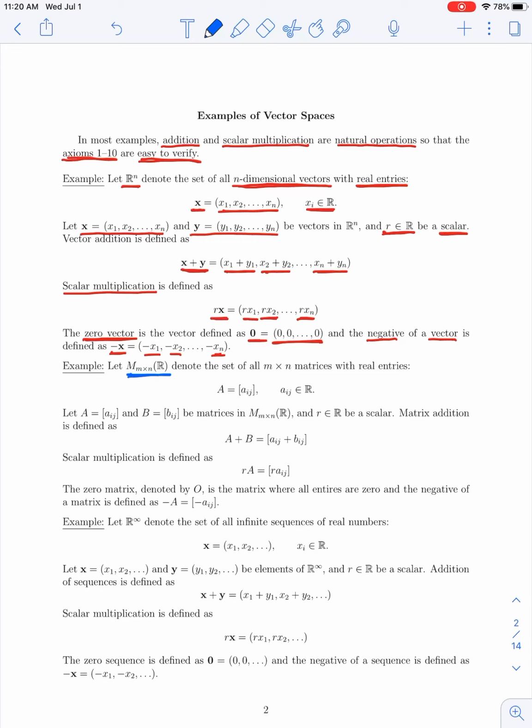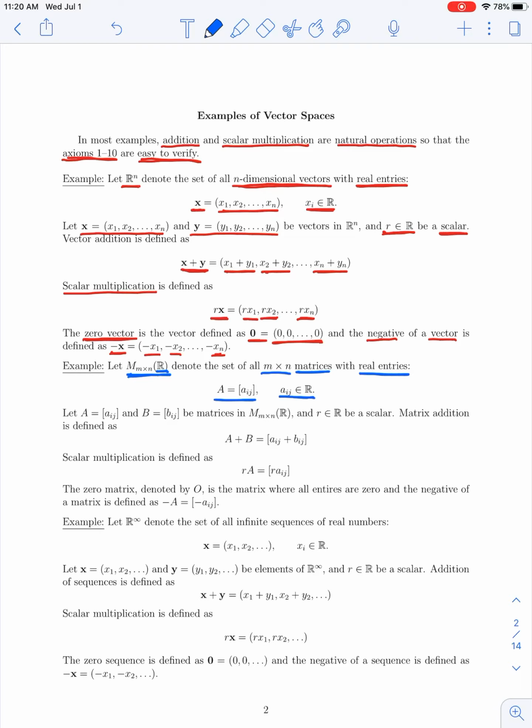Here we're going to let M sub m by n of R denote the set of all m by n matrices which have real entries. Our subscript in this notation is giving us the size of the matrix, or its dimensions, m by n, and this R is letting us know that the entries of our matrices are always real numbers. As an example, we could have some matrix capital A whose ijth entry is denoted as lowercase a sub ij, which must be a real number.